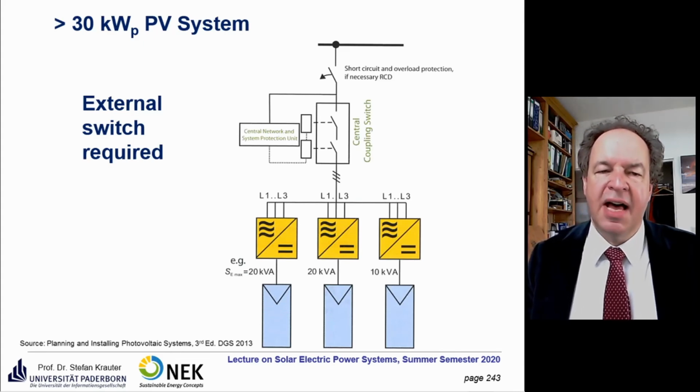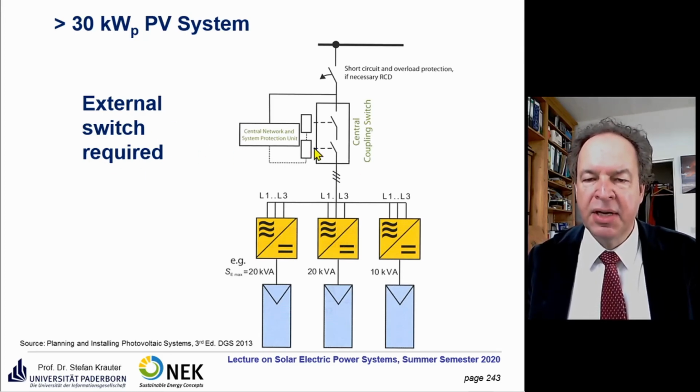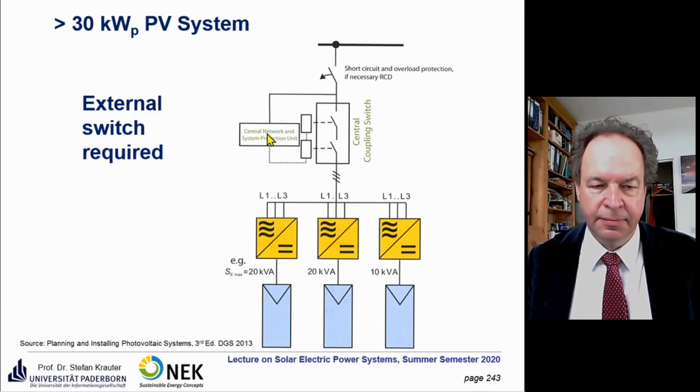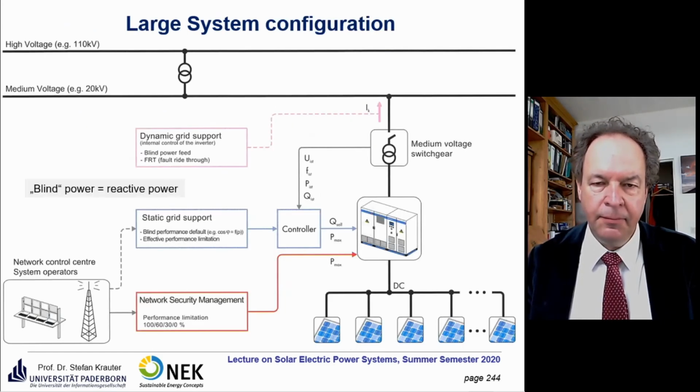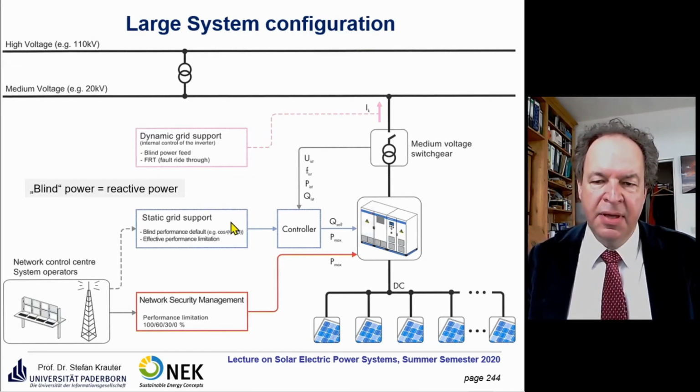For system sizes above 30 kilowatt in many countries, there is an external switch required, so you can switch it off via the utility, or there's a kind of remote control for fire brigades and so on, so you can switch it off from far away from the power plant. For large system configurations, the utility has even more control over the system.